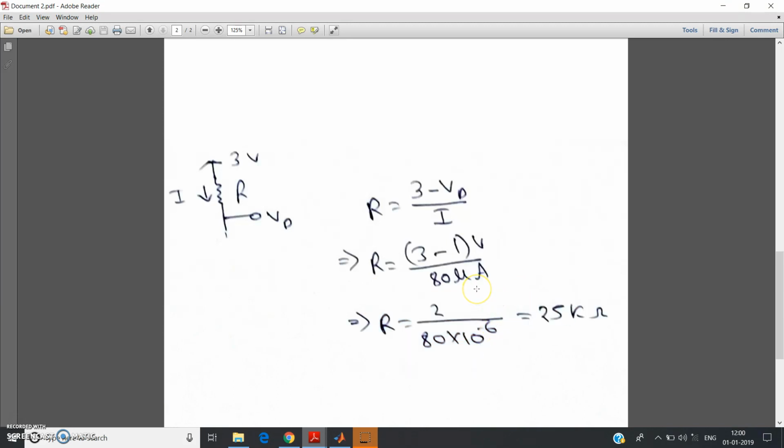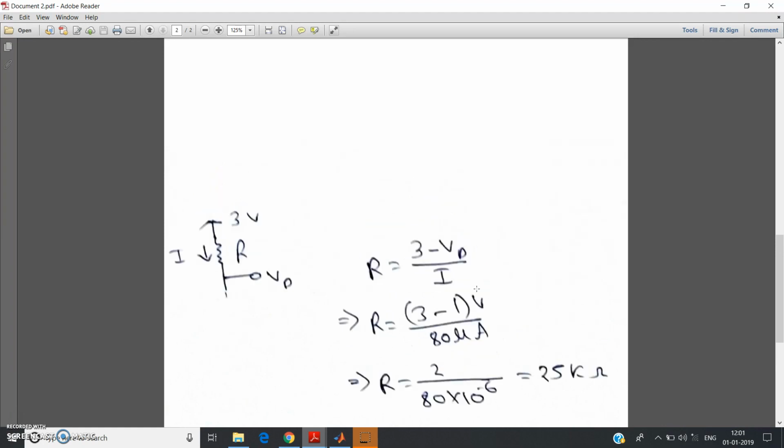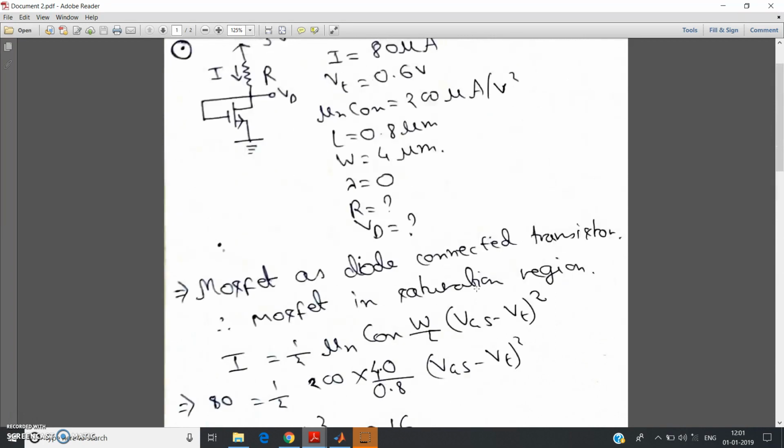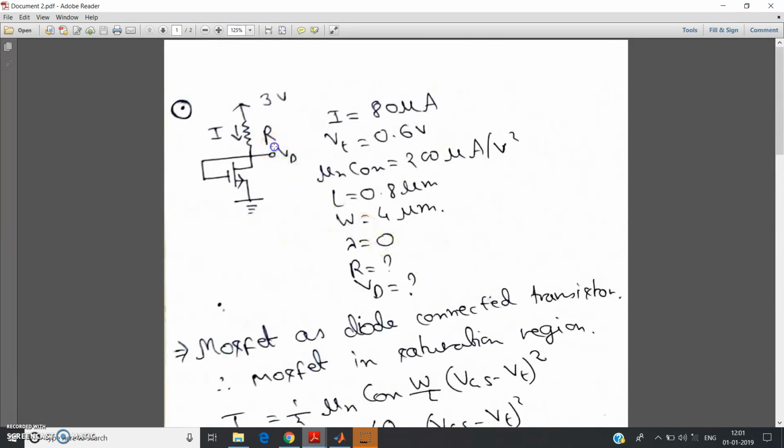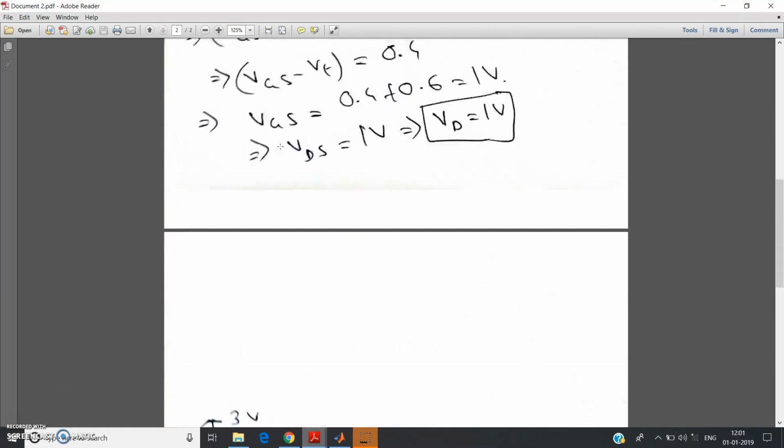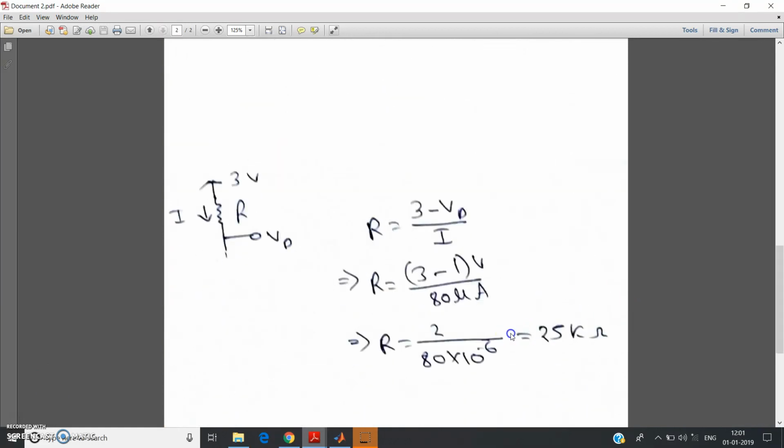So this is how you should solve this type of numericals. Very easy. You should just keep this concept in your mind: when the gate is short circuited with the drain, the MOSFET will be in the saturation region, right? So basically we got the drain voltage VD as 1 volt and R as 25 kilo ohm. That's what we got, right? R is 25 kilo ohm.